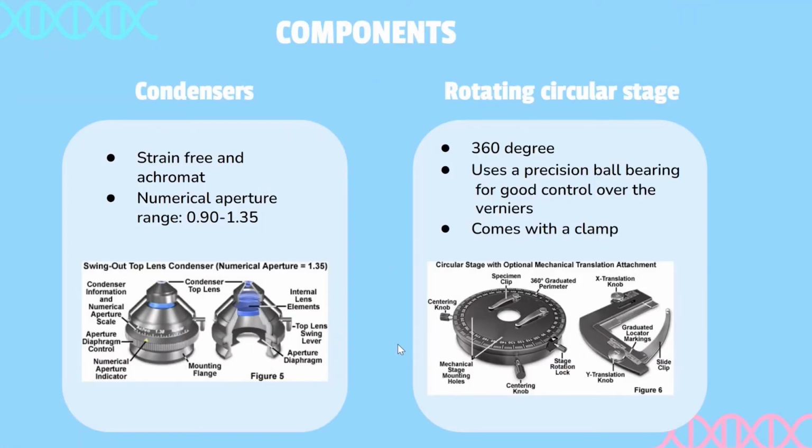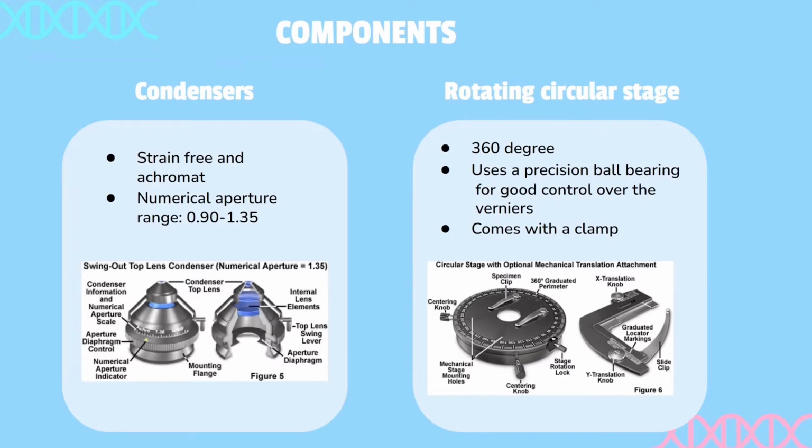The next component is the condenser. The condenser should be strain-free and achromat. An achromat is a lens that transmits light without separating it into constituent colors. The condenser should also have a numerical aperture range between 0.9 and 1.35.